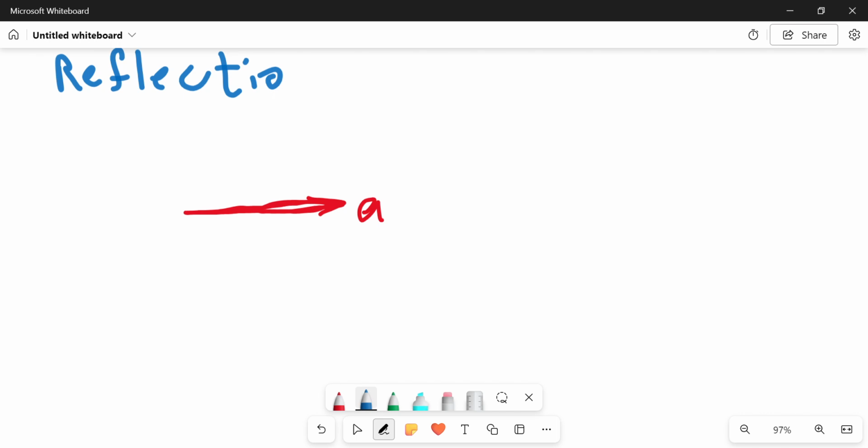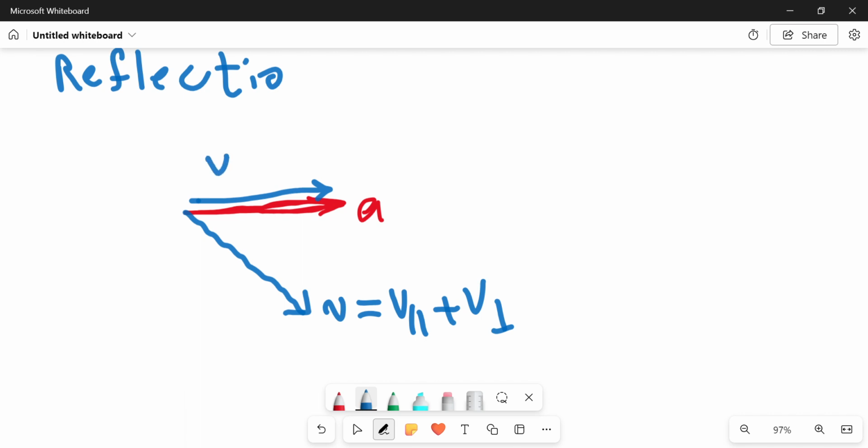Our reference vector. We take this vector, vector V, which we decompose to V parallel and V perpendicular. What do we mean? V parallel is V parallel to this vector A. V perpendicular equals V perpendicular to A.